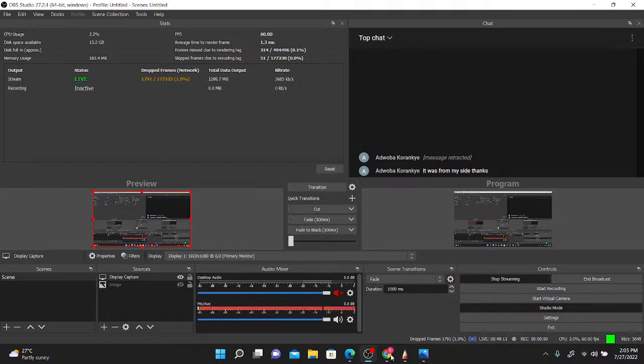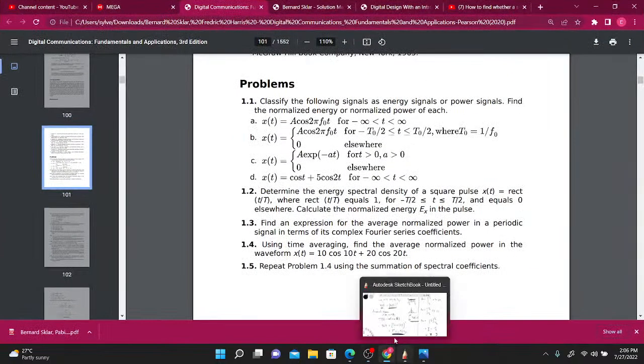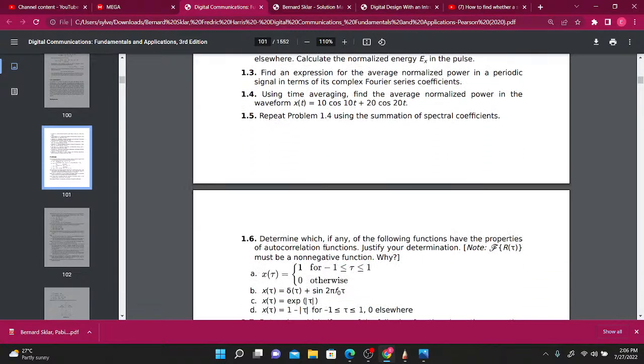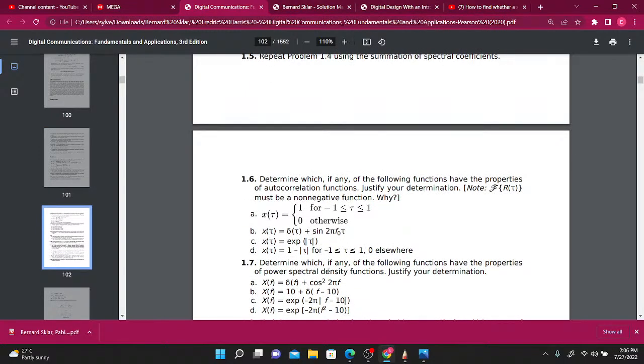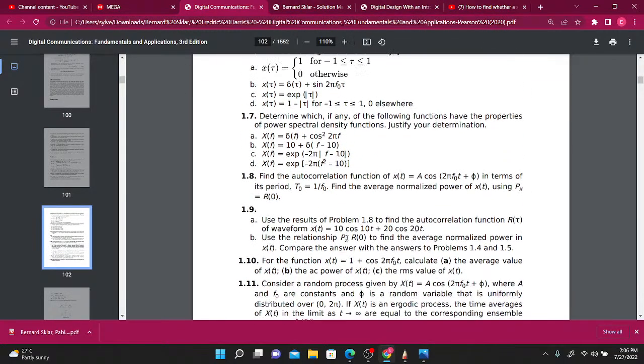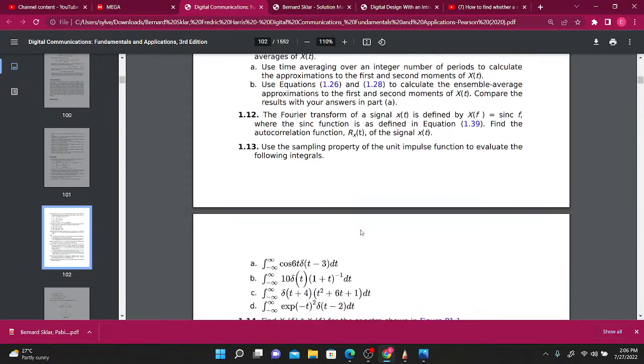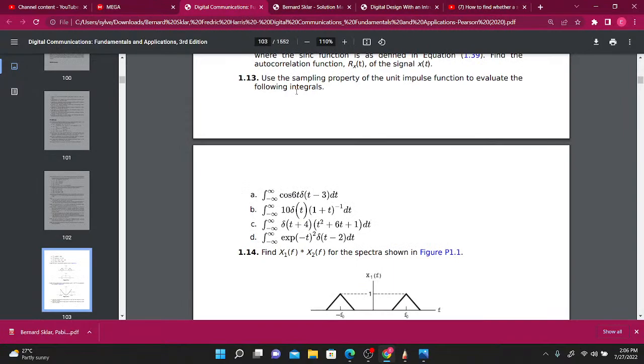Alright, no question means we can move on. So we've spoken about the energy spectral density. So that will help us to answer 1.12. We can also answer 1.13. We've not seen fully about 1.14, so we can answer that. We've not spoken about autocorrelation, so let me skip this question.